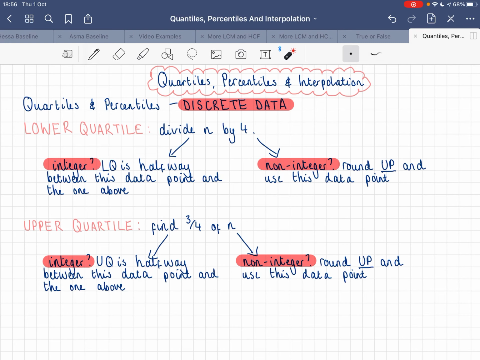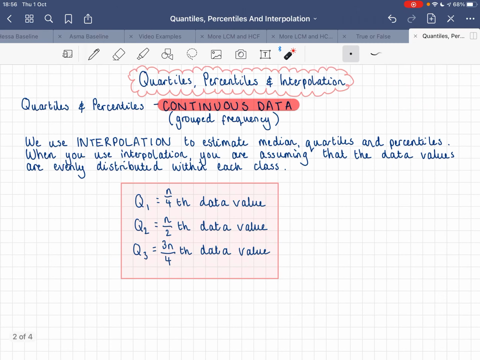And we can look at continuous data or data in a grouped frequency table. So we use interpolation, which I'm never sure I'm saying that word right, but here we go. We use interpolation to estimate the median, quartiles, and percentiles. When you use interpolation, you are assuming that the data values are evenly distributed within each class, which is why it's an estimate, because we are assuming something that is not necessarily true.